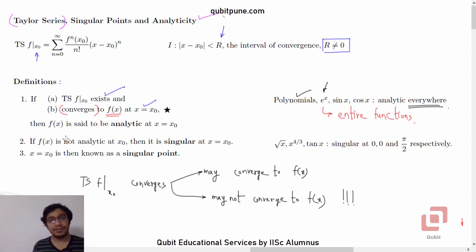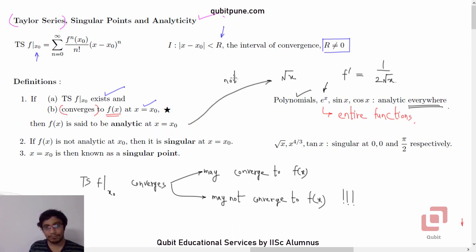Fine. That means if the function is defined at a point, it may not ensure that the function is analytic at that point. An example is root x. Now you'll say, root x is defined at 0, so why will we not call it analytic at x equal to 0? You observe that its Taylor series about 0 is non-existent because the first derivative of root x is 1 upon 2 root x, and this is not defined at x equal to 0. So this is not an analytic function at x equal to 0.